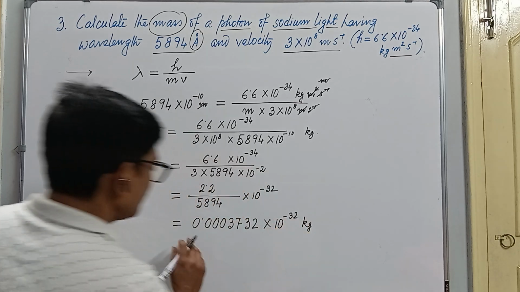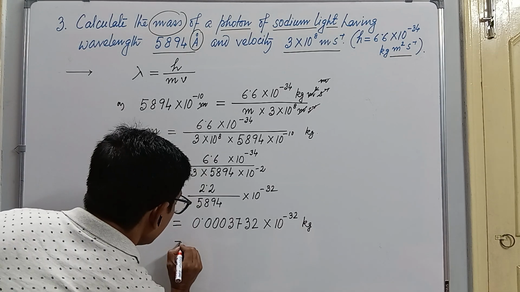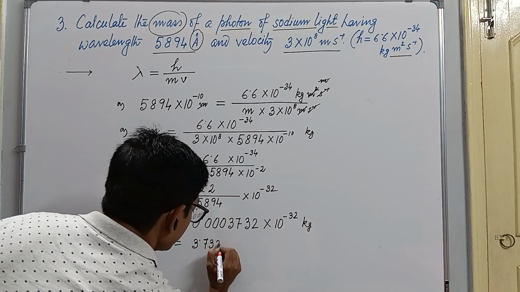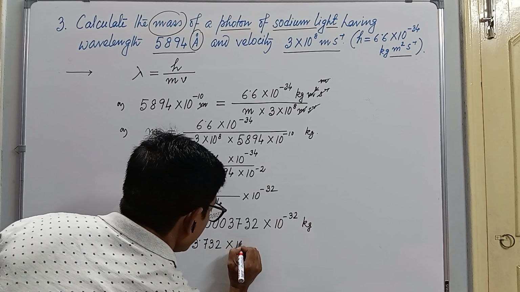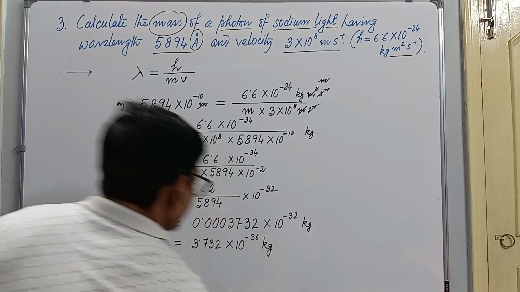But it doesn't look good. There are 3 zeros there. So what I am going to do, I am going to take it as 3.732. Then it will be 10 to the power minus 36 kg. So this is the answer.